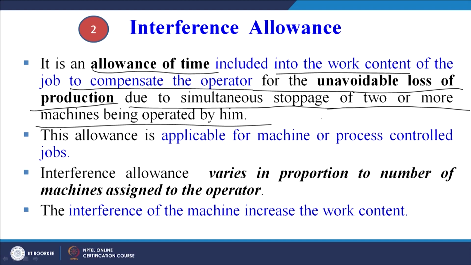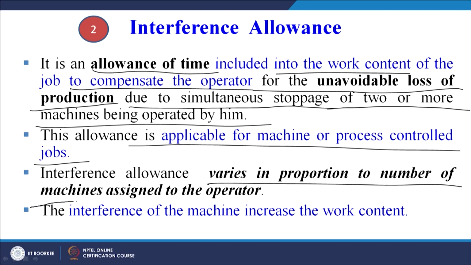This allowance is applicable for machine or process controlled jobs. Wherever a person is operating the machine, these types of allowances are given in those cases only. Interference allowance varies in proportion to the number of machines assigned to a worker. Now suppose the operator is operating 5 or 6 different machines, the probability of interference or idle time on various machines may be more.